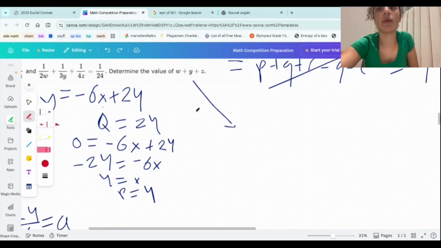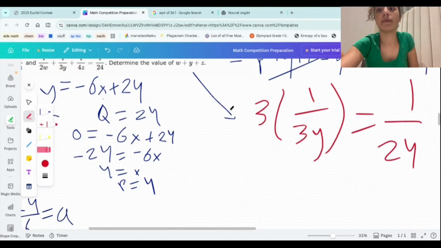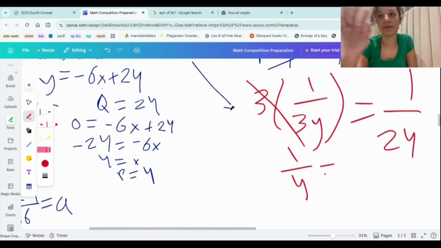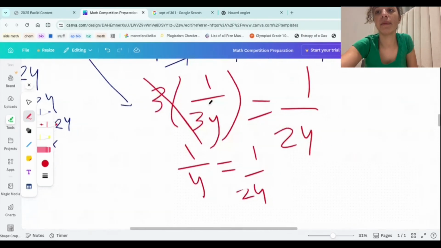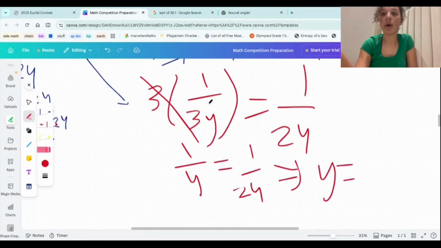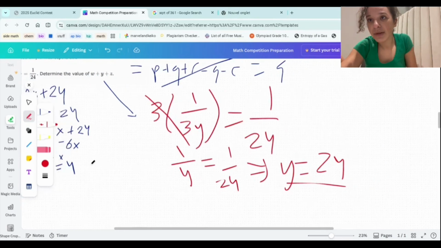So this is just 3 times 1 over 3y, and that's equal to 1 over 24. So these 3's cancel and I get 1 over y is equal to 1 over 24, which tells me that y is equal to 24. All right, so one variable done.